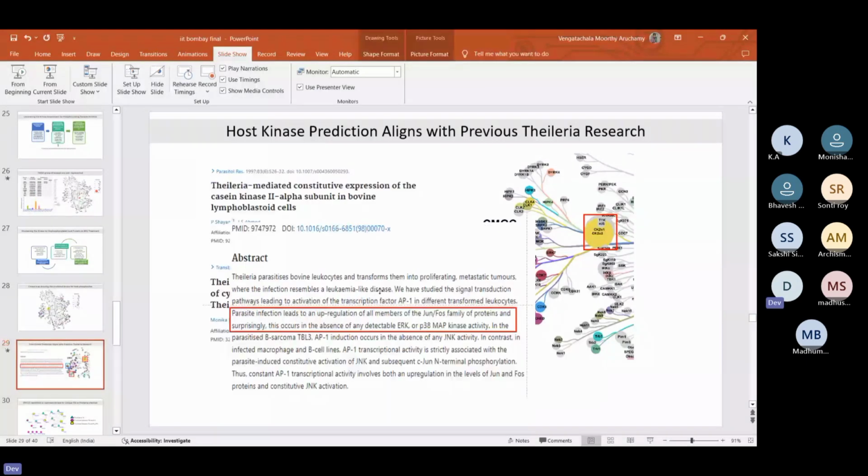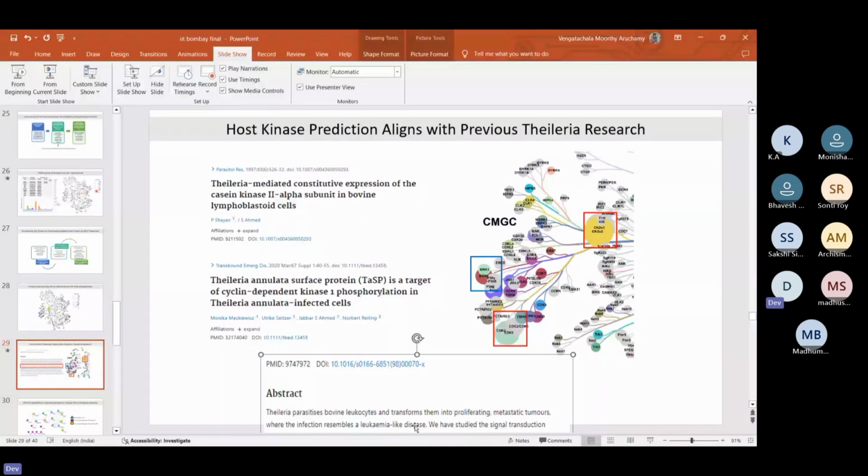Okay, so here I have cropped out the CMGC group of kinases. Hope it is clear from the data. What we found is that casein kinase 2 and CDKs, or cyclin-dependent kinases, are overrepresented in our data. And we looked at the literature to see whether the role of these kinases has been identified in the case of Theileria or not.